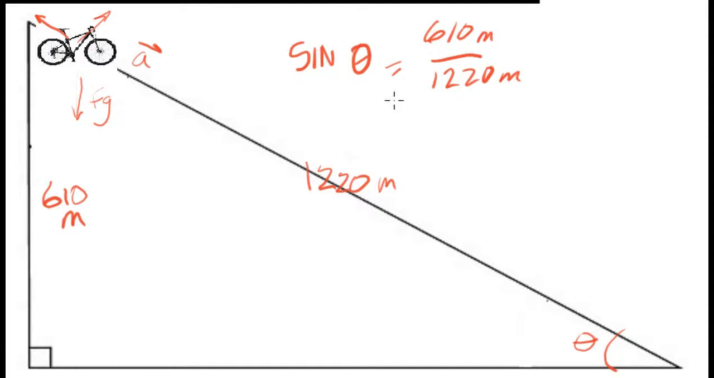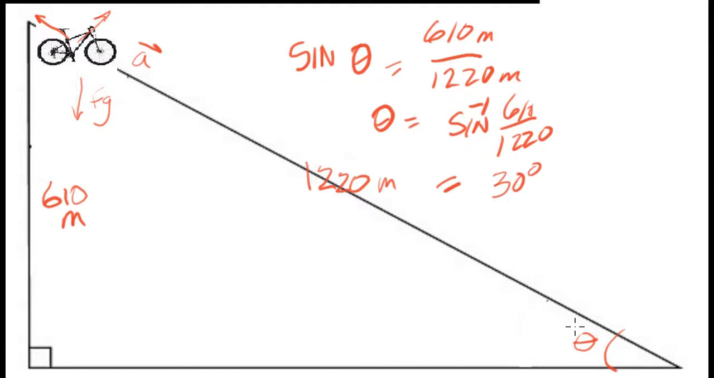And to get theta by itself, it's going to be inverse sine of 610 over 1,220. And we know that that's 0.50. And doing the calculation on that, the inverse sine of 610 divided by 1,220, we get our angle at 30 degrees. So we know that this angle down here is a 30-degree angle. It's a pretty significant angle. And that solves part 1 of our problem.